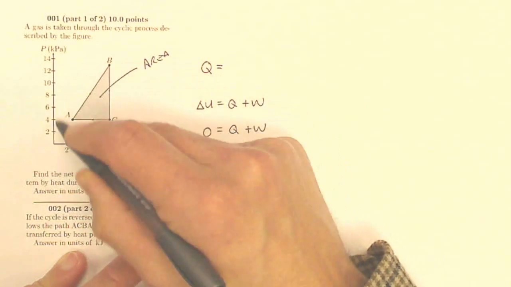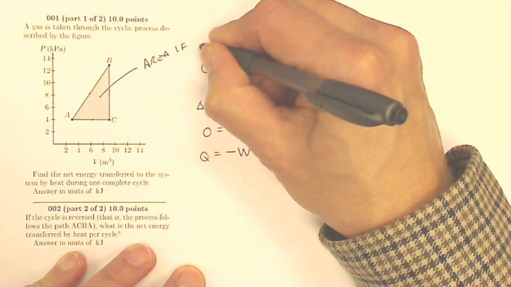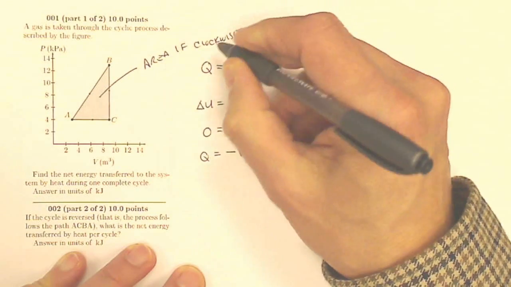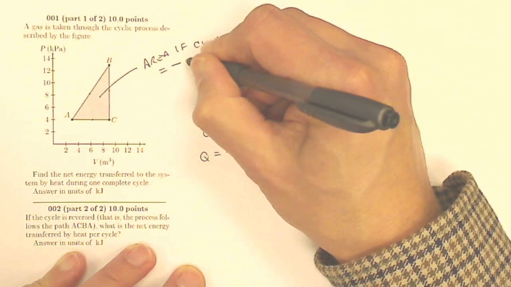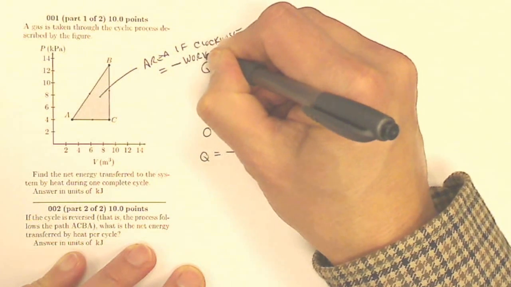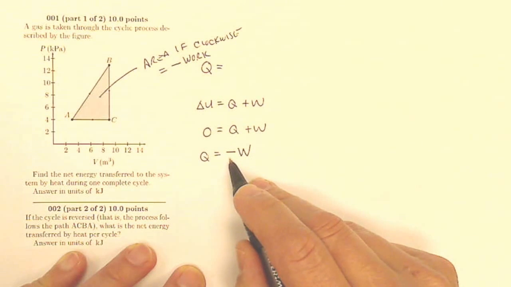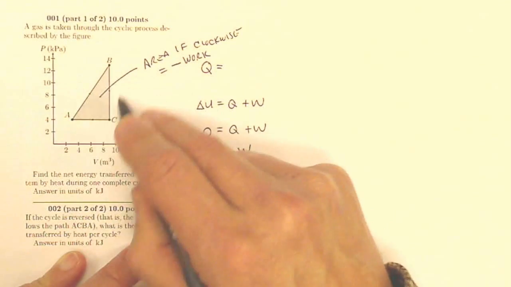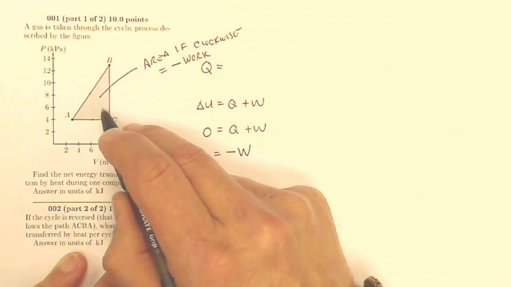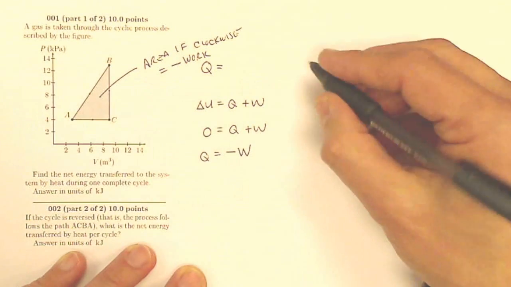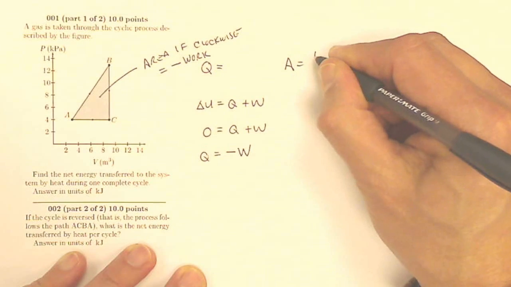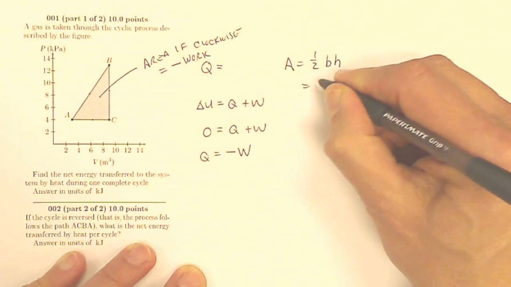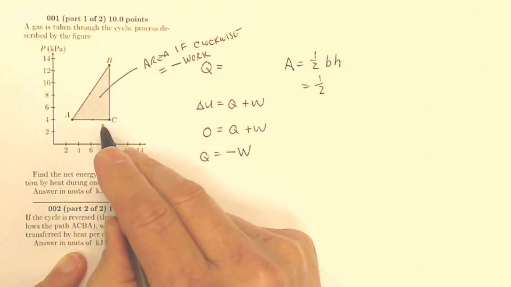So if I find the area there, if this is a clockwise cycle, that area is going to equal negative work. So what that's going to tell me is that if I negative a negative, I'm going to wind up with a positive Q as I go around the loop. So I just need the area of that triangle. So my area, of course, is going to be 1/2 my base times my height. So it's going to be 1/2. Let's see, my base from A to C.